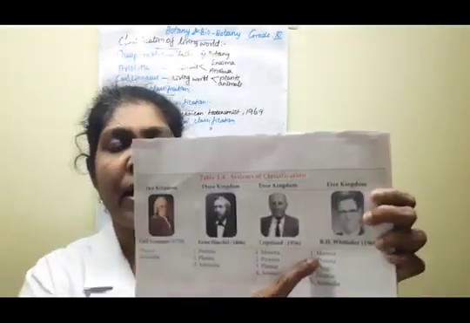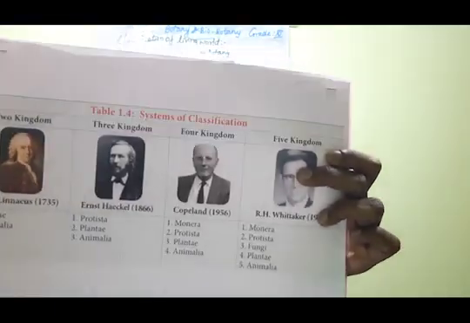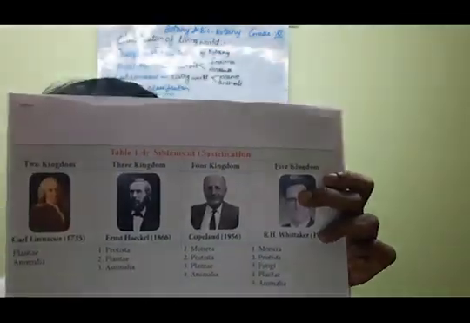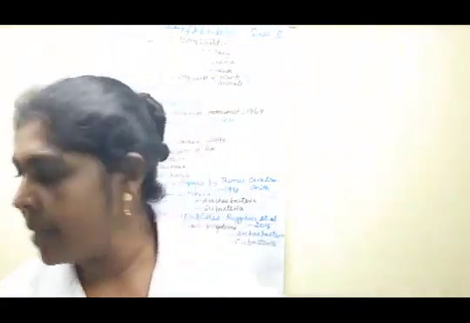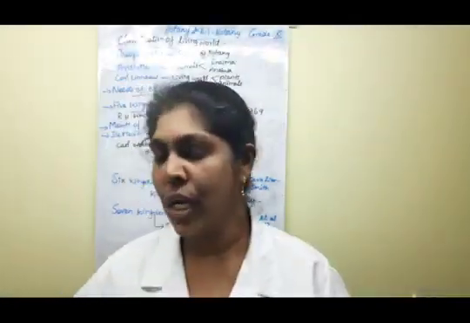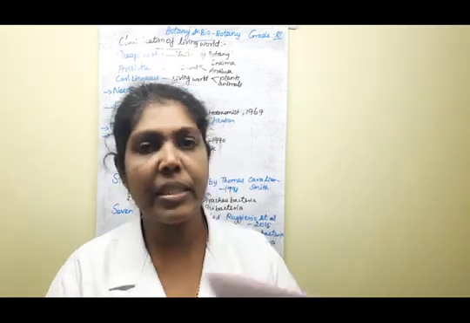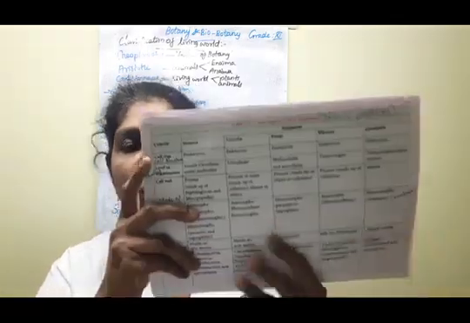First one is Monera, Protista, very good. Fungi, Plantae, Animalia. So these are the 5 kingdom system of classification. Here, these are the salient features. The salient features are given in a tabular column.